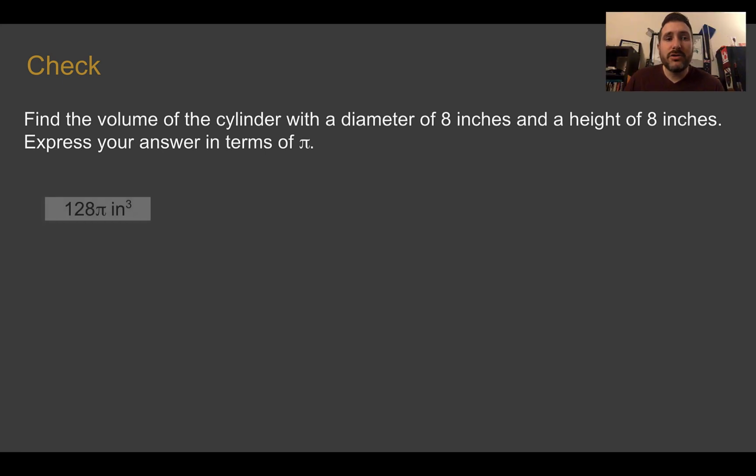Check your answer. You should have said 128 pi inches cubed, or cubic inches. To get that, first the diameter is 8, so our radius would then be 4. Plugging stuff in, volume equals pi times r squared times h. R is 4, so 4 squared is 16, times our height, which is 8. 16 times 8 is 128, and then we can just have the pi symbol with it because that's what it tells us. And we're at our final answer.